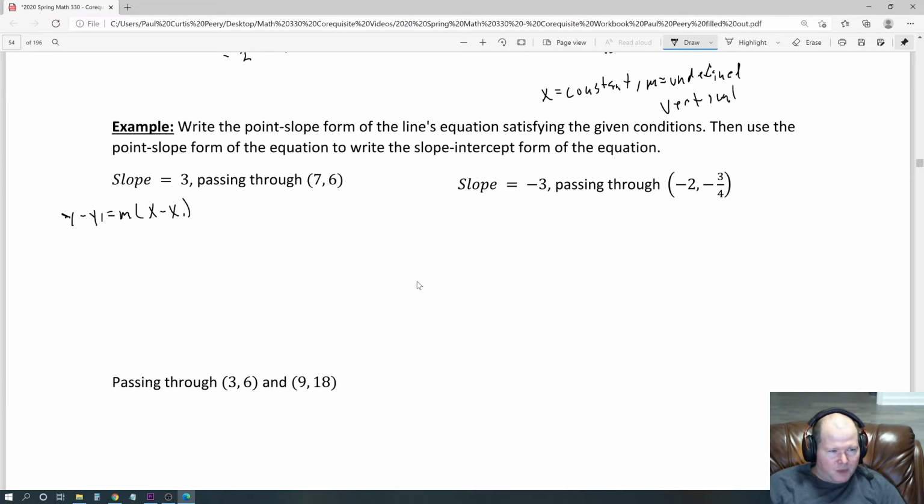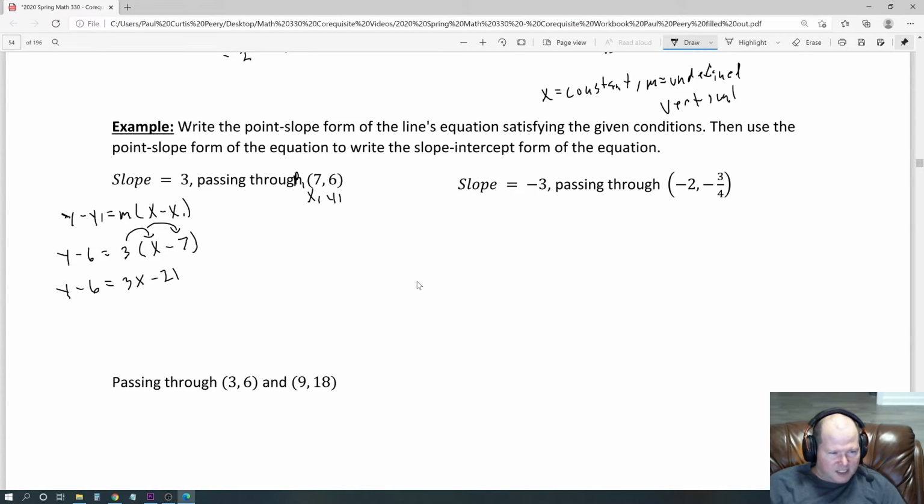We plug in what we know, so we say y minus y1. If we label this point 1, that would give us x1 and y1 there, and therefore y1 would be the 6, minus m, which they give us as 3, multiplied by x minus x1, which in this case is a 7. Okay, so we're going to distribute the 3 into the parentheses there. So that gives you y minus 6 is equal to 3 times x, which is 3x, and then 3 times -7, which is -21.